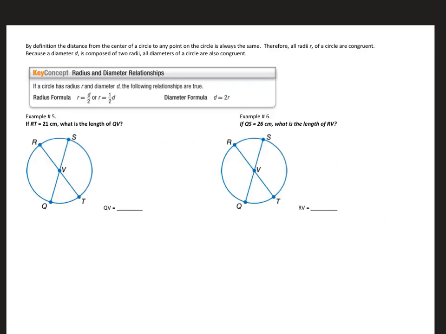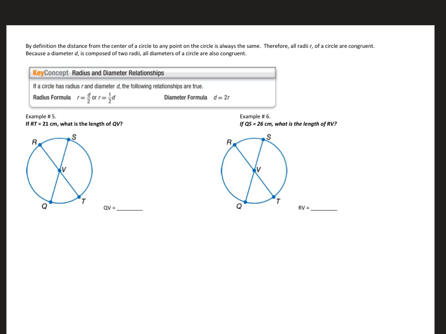By definition, the distance from the center of a circle to any point on the circle is always the same. Therefore, all radii r of a circle are congruent. And because the diameter is composed of 2 radii, all diameters of a circle are also congruent.